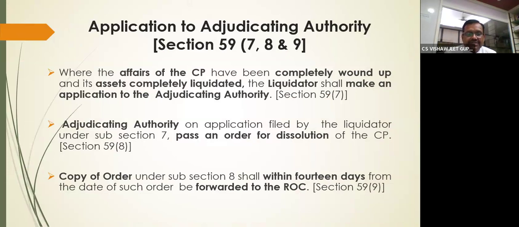Section 59, subsection 7 says where the affairs of the CP have been completely wound up and its assets completely liquidated, the liquidator shall make an application to the adjudicating authority seeking orders for dissolution under section 59, subsection 8. When the dissolution order has been passed by the adjudicating authority, the copy of the order shall be filed with the ROC within 14 days from the date of such order.